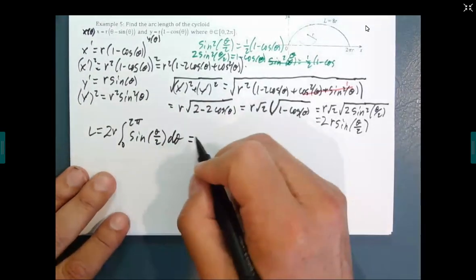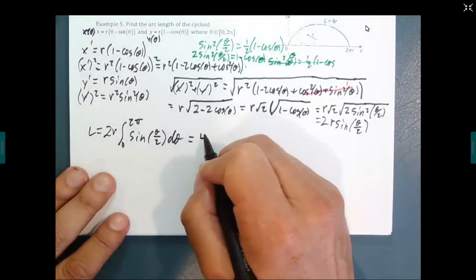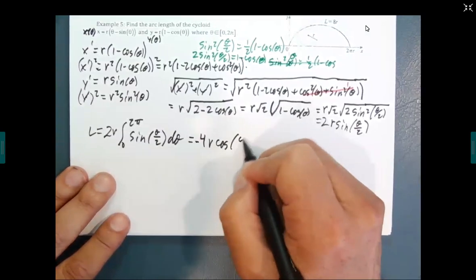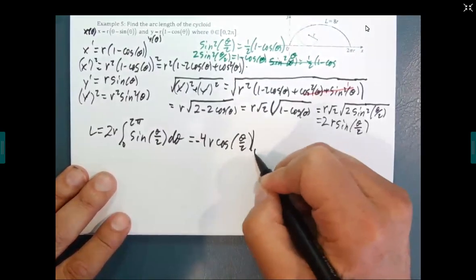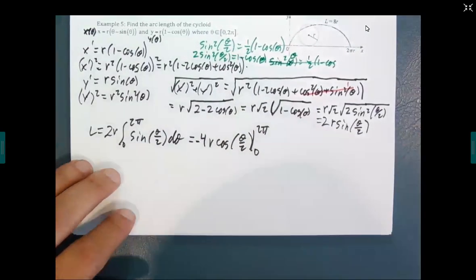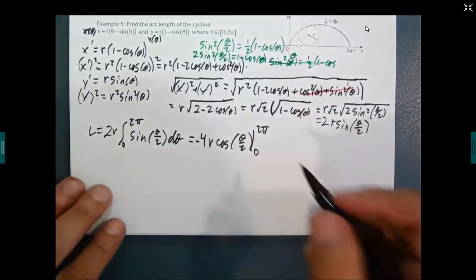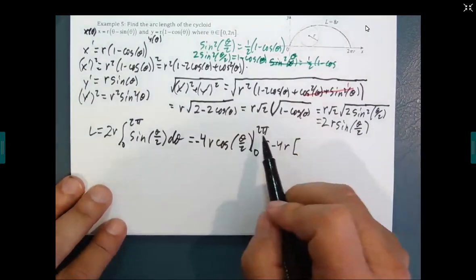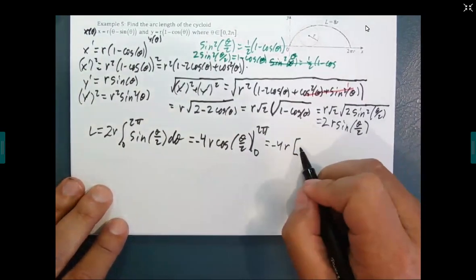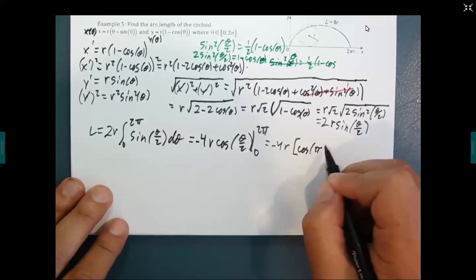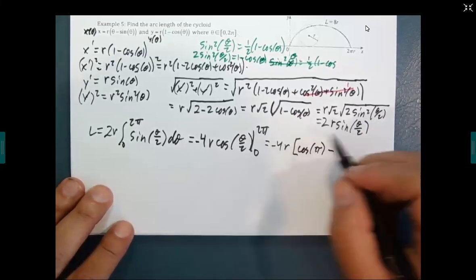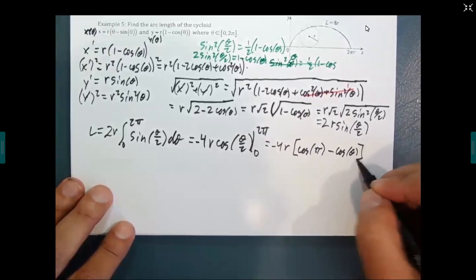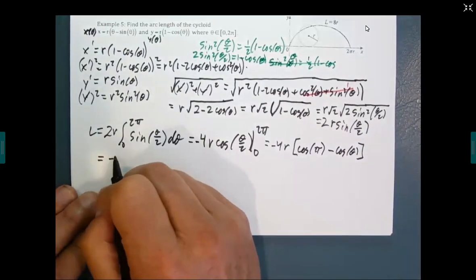I'm going to get an extra 2 here, so I'm going to end up with a 4r, actually a negative cosine of theta over 2 from 0 to 2 pi. And that's going to get us negative 4r. And when I plug in 2 pi there, that's going to be cosine of pi. Minus, when I plug in 0 there, that's going to be cosine of 0. So we end up with negative 4r.